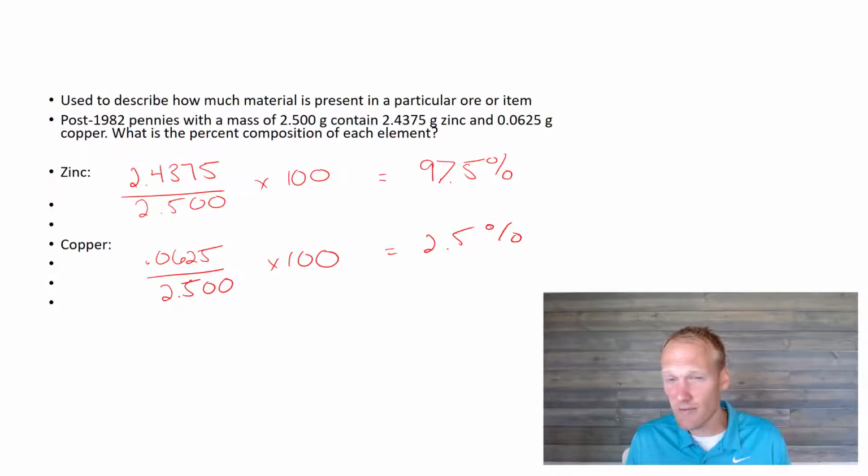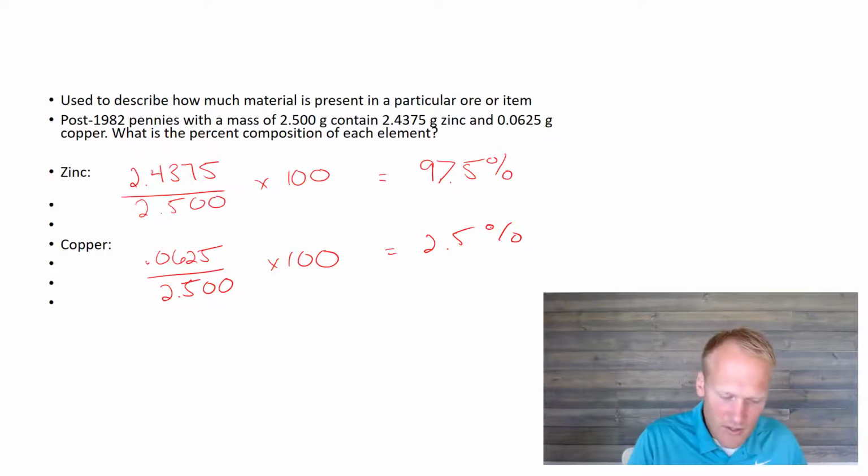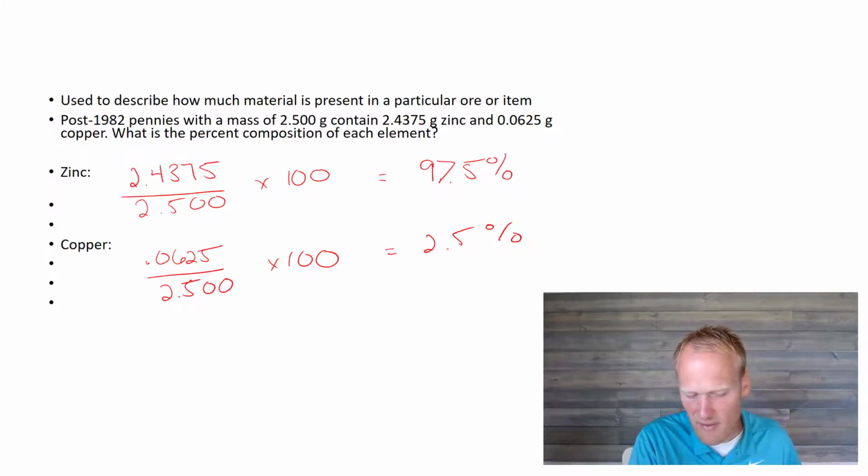A couple of things. First of all, as long as you're dealing with all the parts, you should understand that those two things should add up to 100% of the substance, right? Also, you can check to see if they make sense because you can look at your numbers and say, okay, we got 2.4 grams out of the 2.5. That would be a very high percentage, which is what we calculated it to be.